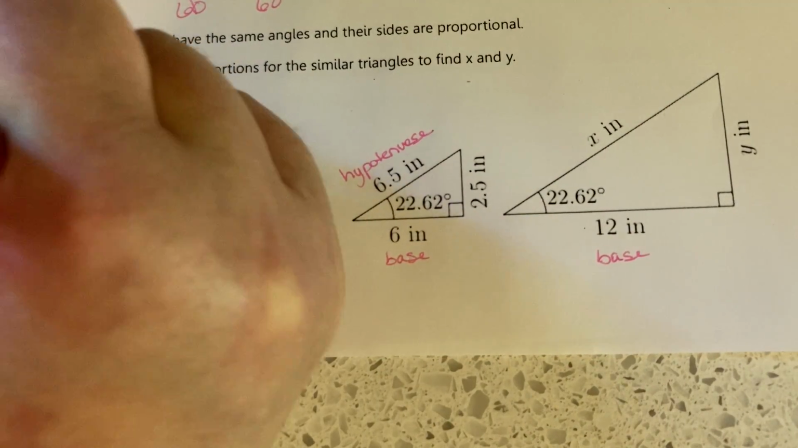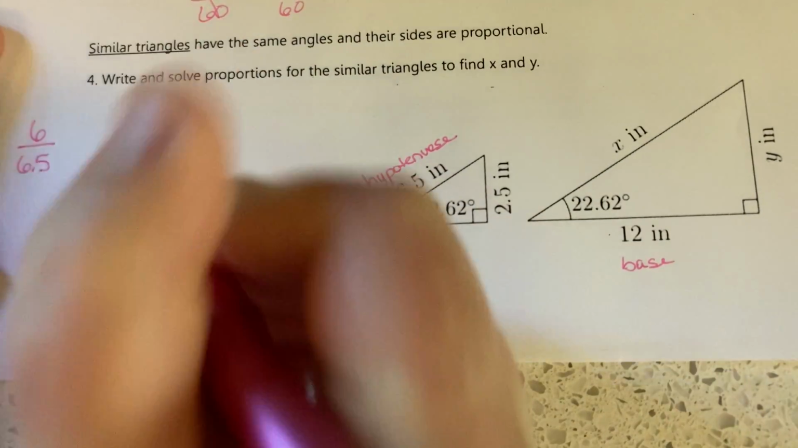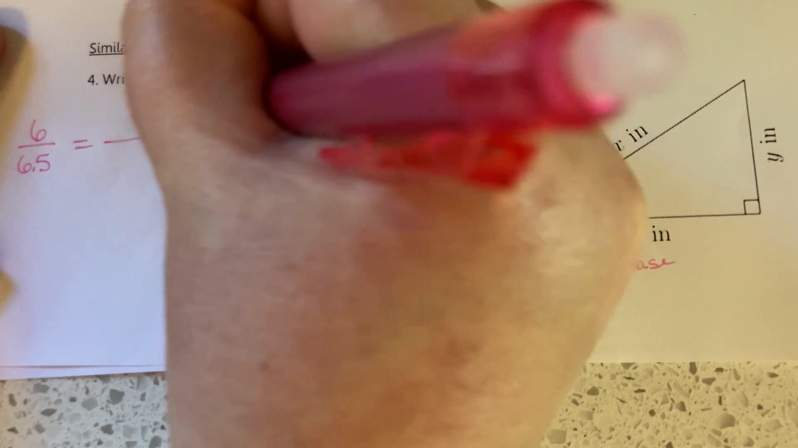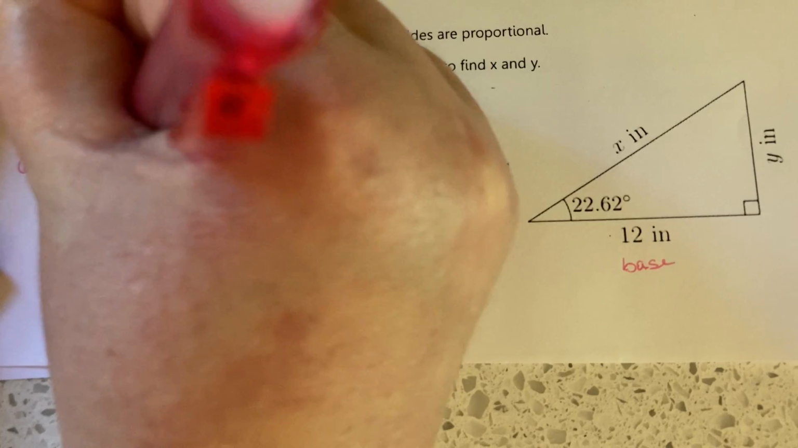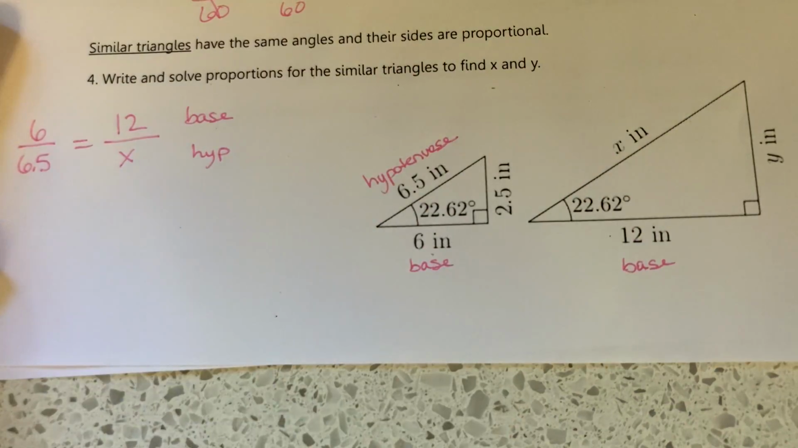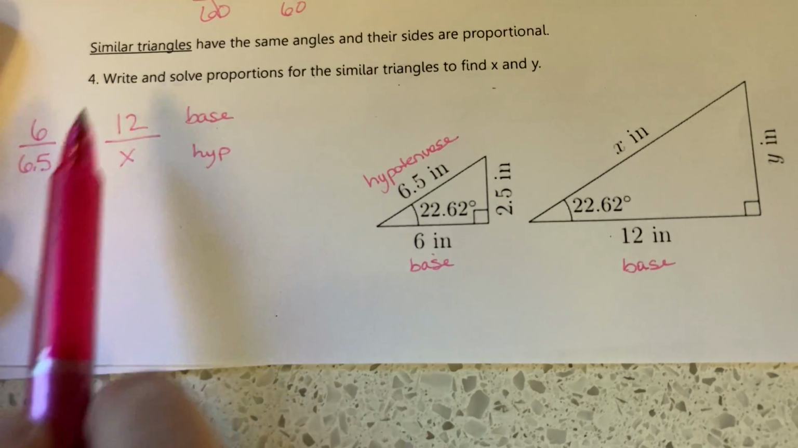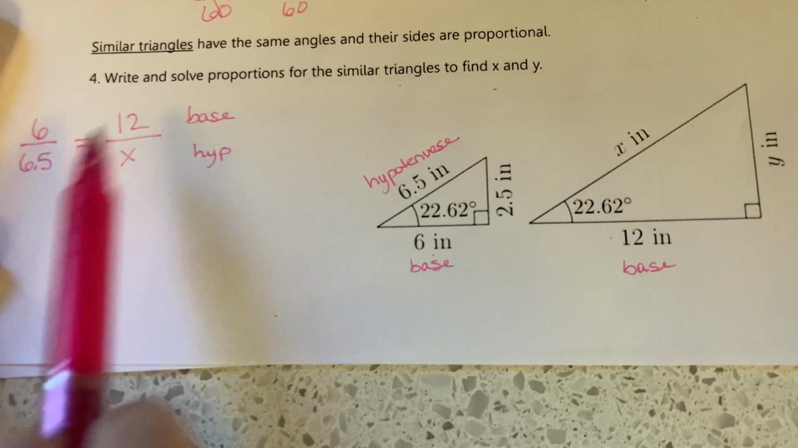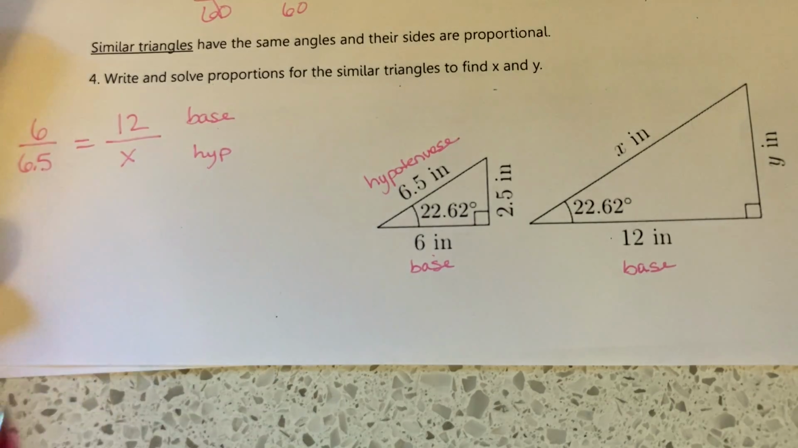So we have 6 over 6.5 for base over hypotenuse. So we have to do the same side lengths on the other side. The base goes in the top and the hypotenuse goes in the bottom. So the base is 12, hypotenuse is x. Now you could have put the hypotenuse on the top, but you'd need to do that in both fractions. That's the important thing with proportions, is that you're matching the labels for the top and the labels for the bottom. So as long as they match across, you should be okay.